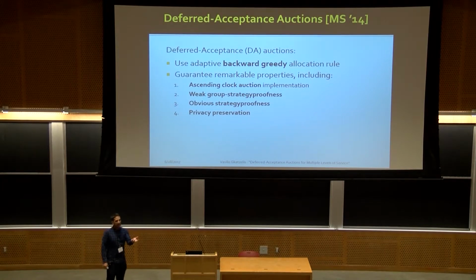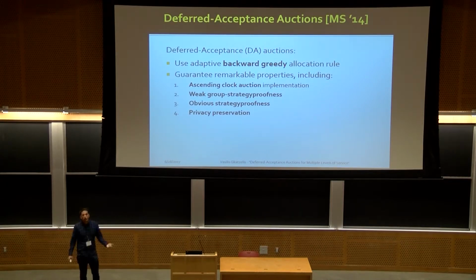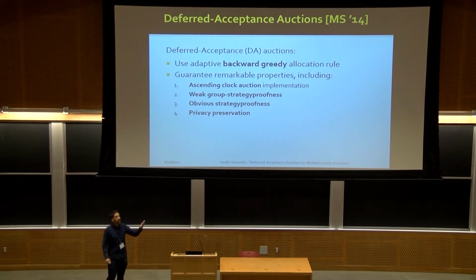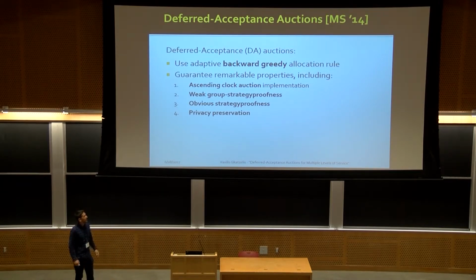It means everybody just sees a clock with a rising price, and whenever they're not interested anymore, they just drop out, right? So it's very practical. This is not a common property for many auctions. It satisfies weak group strategy-proofness. It satisfies obvious strategy-proofness. It has privacy preservation, especially for the highest bidders. They're never forced to reveal their true bid because you're just going to implement this as an ascending auction.